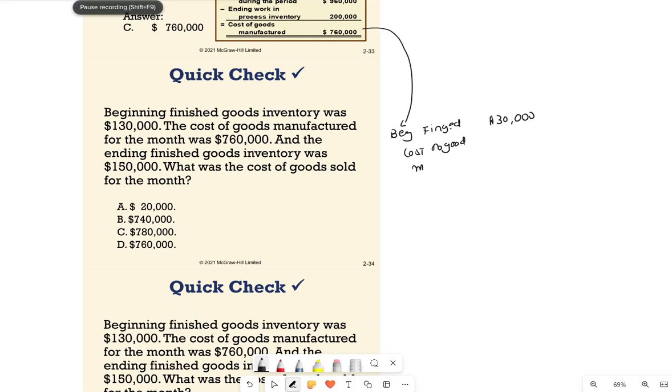Something is wrong with my pen, it's not coming back. I'm going to just get another pen.